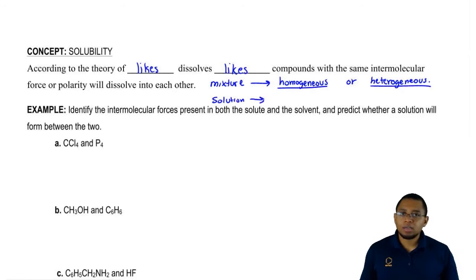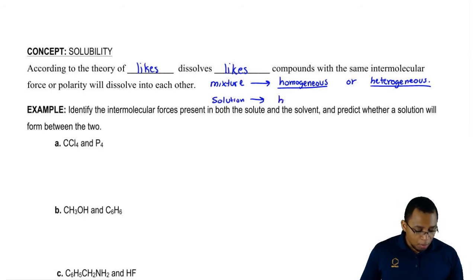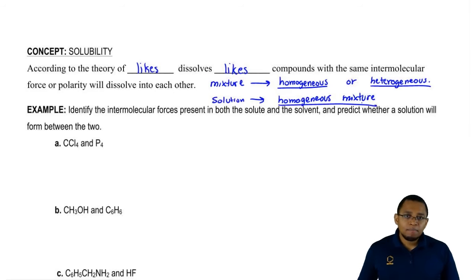A solution, all solutions are just homogeneous mixtures. So remember the difference. Mixtures come in two types. They can either be homogeneous, where they mix together, or heterogeneous, where they don't. All solutions are just homogeneous mixtures. In a solution, we can dissolve both things into each other, so they do mix.